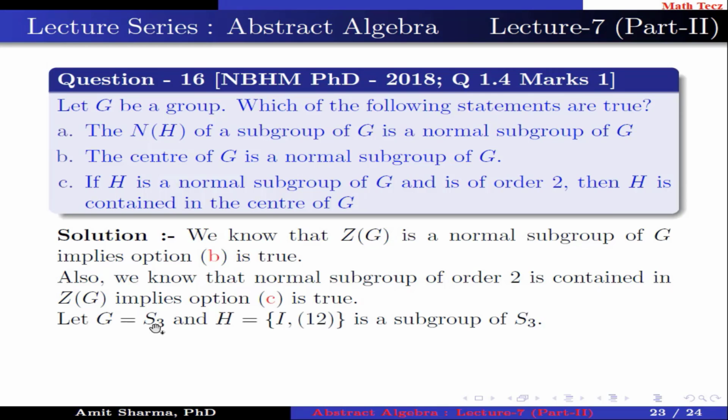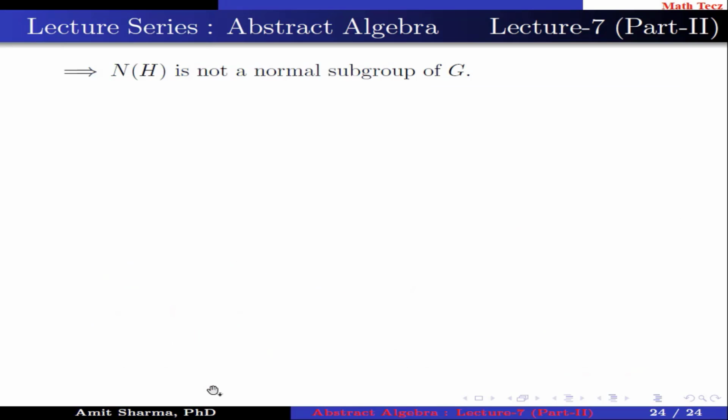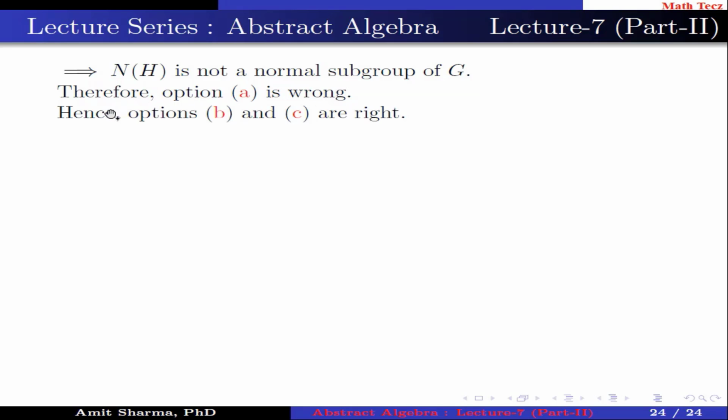Let G equal to S3 and H containing the element identity, (1 2) is a subgroup of S3. Now, the normalizer of H is H. For more details, see question number 15. But we know that H containing the element identity, (1 2) is not a normal subgroup of S3. For more details, see question number 2. Implies the normalizer of H is not a normal subgroup of G. Therefore, option A is wrong. Hence, options B and C are right.